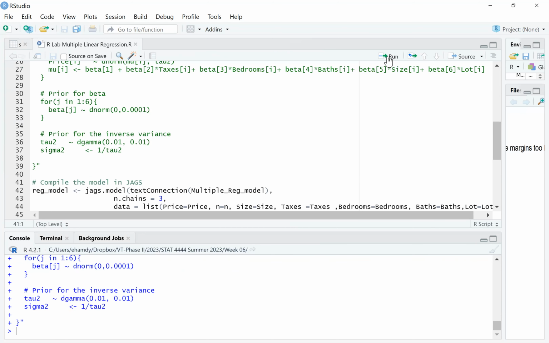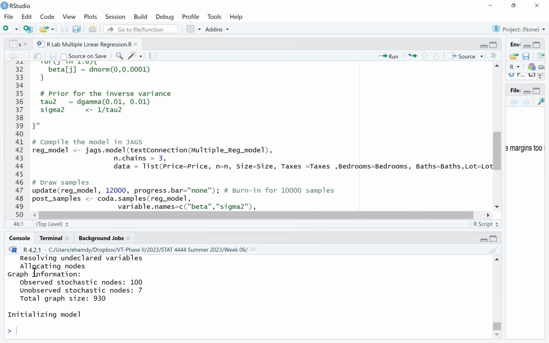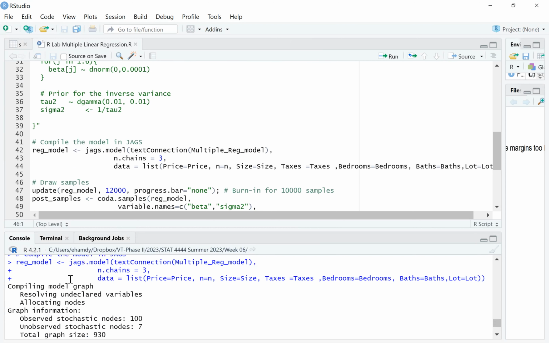And then I will compile the model. I use number of chains 3, and the data price equal price, n equal n, size equal size, and so on. And I see if there is any error. There is no error because it said the initializing model is fine.